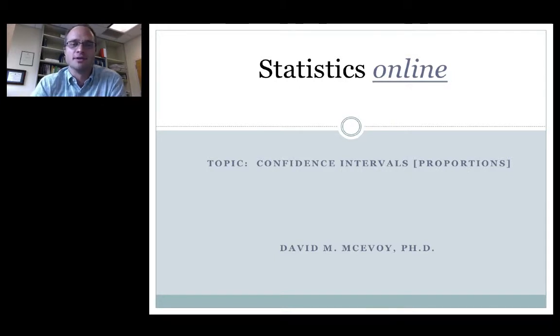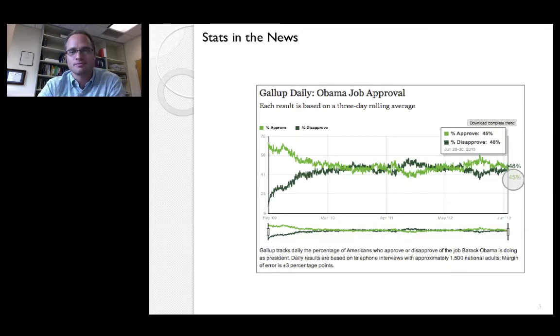Today's topic is confidence intervals around sample proportions. In previous lessons, we talked about constructing and interpreting confidence intervals around sample means. And to motivate this, let's look at this Gallup polling result that says, in particular here, 45% of Americans approve of President Obama's job performance.